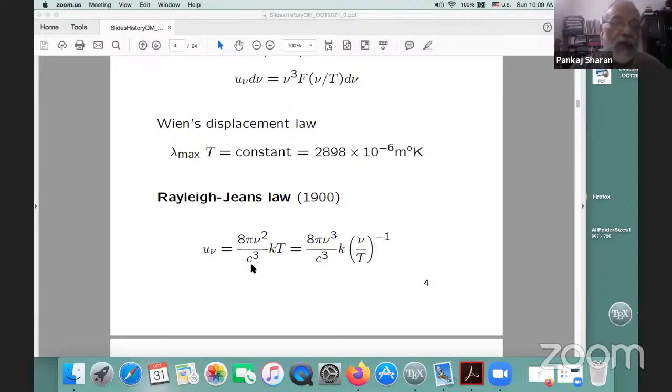It has nothing to do with any other new development. But this KT is the average energy of an oscillator, because it has 2 degrees of freedom. Every oscillator has a kinetic part plus a potential part, and those 2 degrees of freedom contribute half KT each. So it is equal to this much. So Rayleigh-Jeans formula, which is a classical formula, will give us 8 pi nu cube by T multiplied by nu by T inverse. So that function, in this case, is simply nu by T inverse.